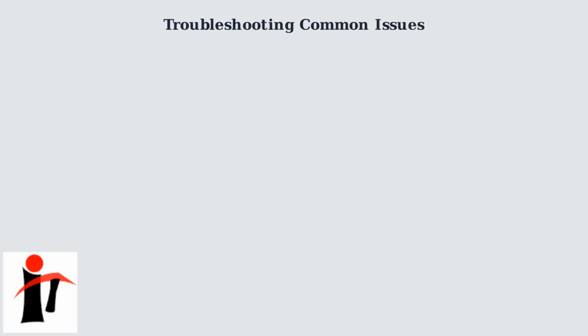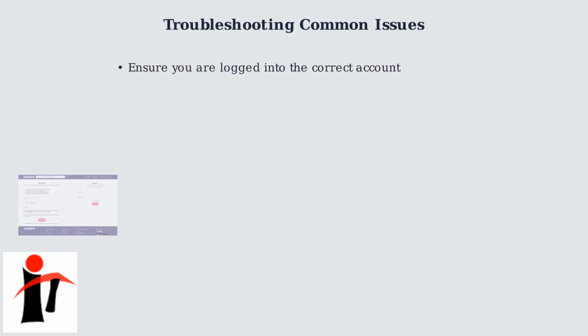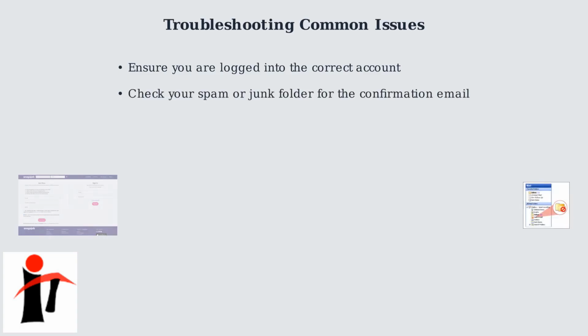If you encounter issues during the deletion process, such as missing the delete account option or not receiving a confirmation email, here are some troubleshooting tips. First, ensure you are logged into the correct account. Double-check your credentials on the Snagajob website or app. Second, check your spam or junk folder for the confirmation email. Sometimes important messages get filtered there.